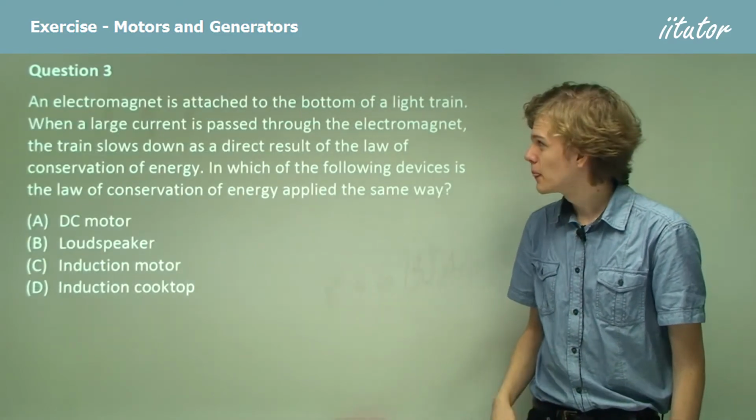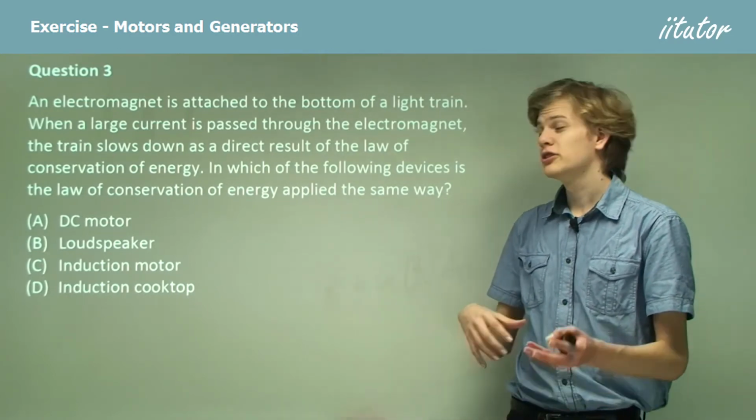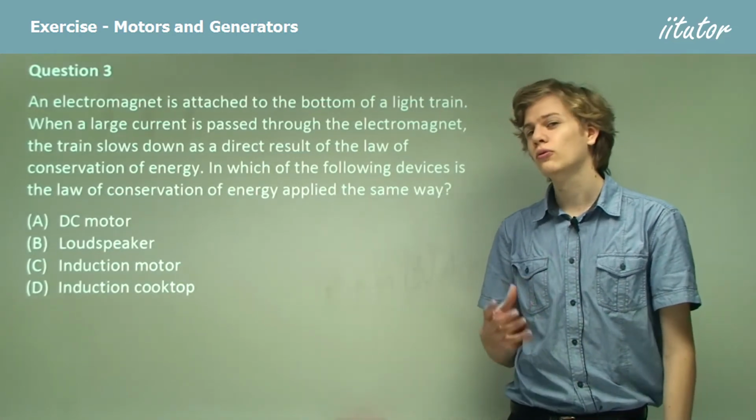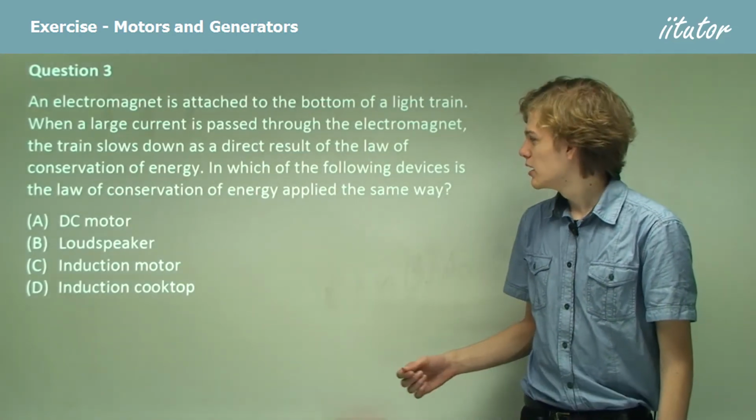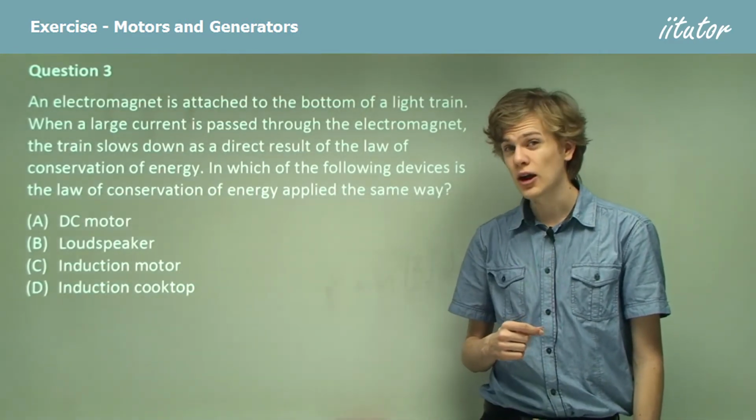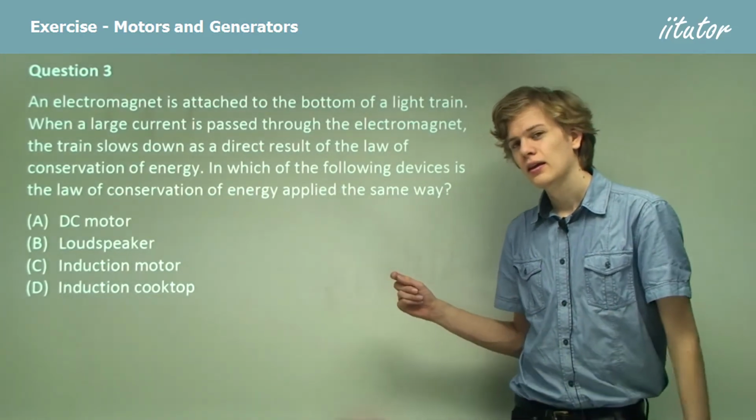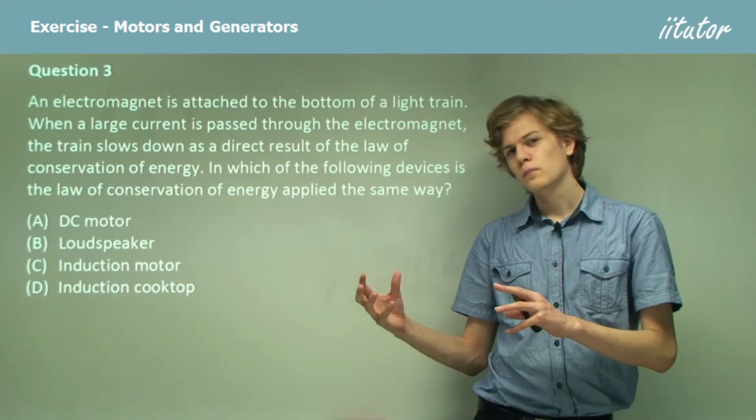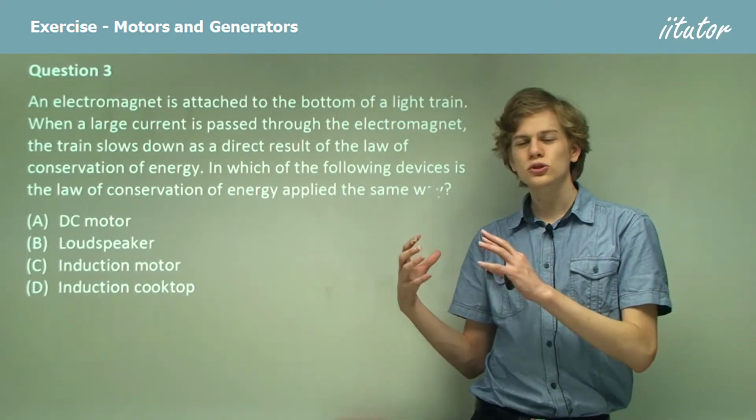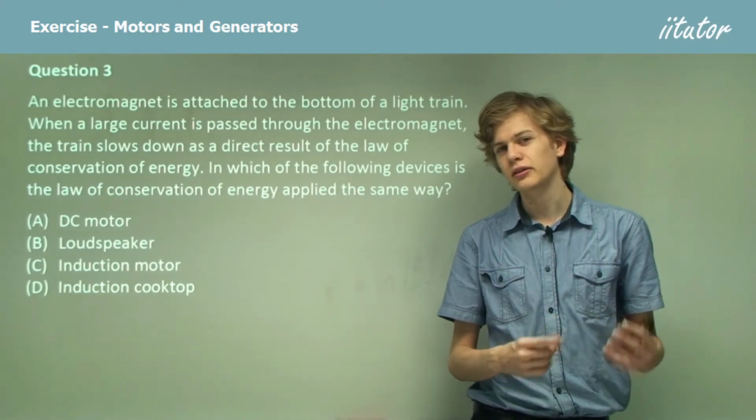Question 3. An electromagnet is attached to the bottom of a light train. When a large current is passed through the electromagnet, the train slows down as a direct result of the law of conservation of energy. Now, in which one of the following devices is the law of conservation of energy applied in the same way? So what's happening when the train slows down is that the changing magnetic field passing through the wheels is causing the wheels to try and stop moving in relation to that magnetic field, right? And so they slow down.